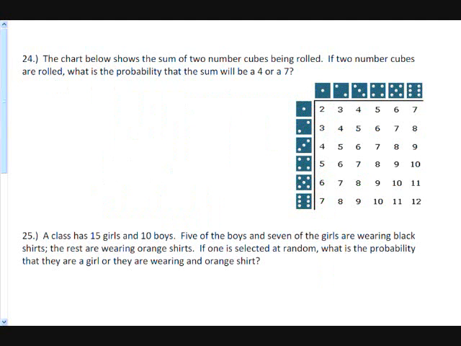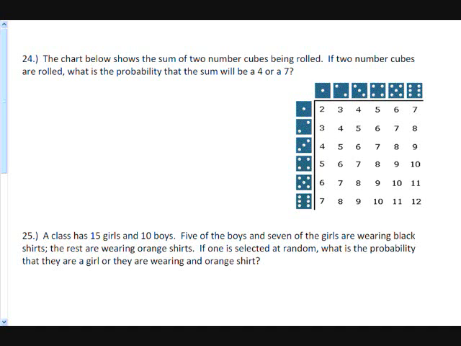In number 24, it says the chart below shows the sum of two number cubes being rolled. Obviously, if I roll a 1 and a 1 together, it's a sum of 2. If I roll a 4 and a 3, it's a sum of 7. So it gives me all the different possibilities when I roll two number cubes here. If two number cubes are rolled, what is the probability that the sum will be 4 or 7?